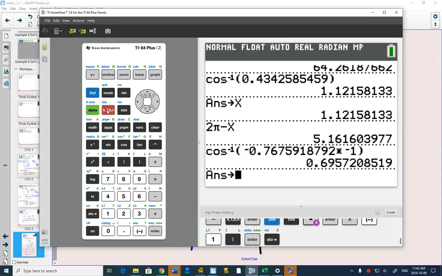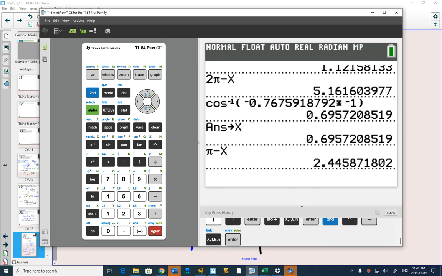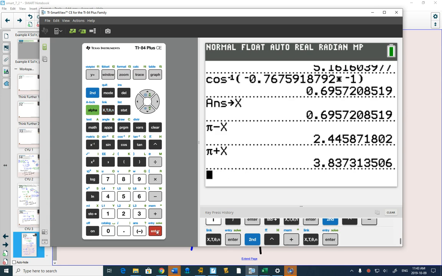Store that reference angle as x. This time cos was negative, so it's going to be in quadrant 2, pi minus my reference angle, and in quadrant 3, pi plus my reference angle. 2.45 and 3.84.